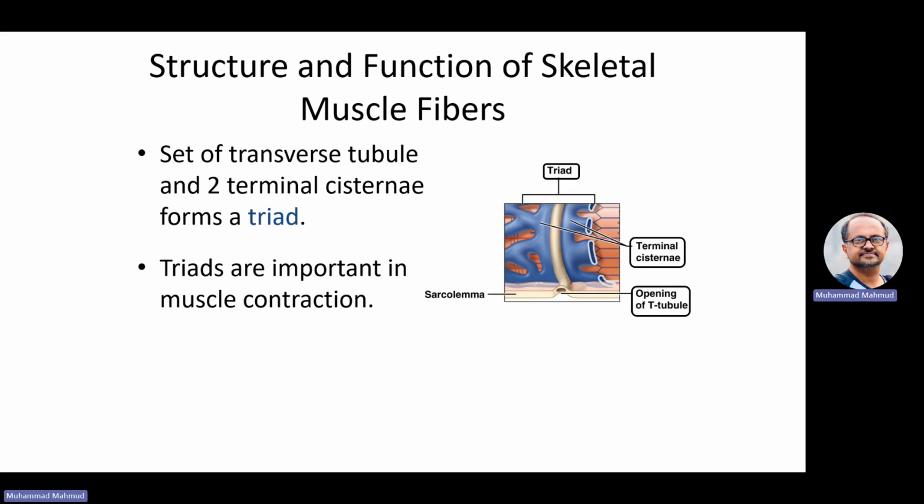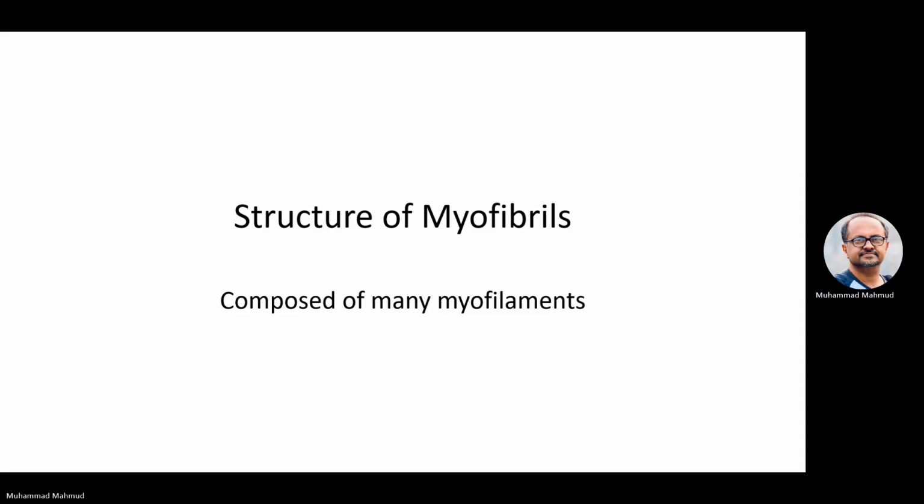The set of transverse tubules and two terminal cisternae. The triad is important for muscle contraction because when we discuss how those impulses are generated and move through the muscle, that is where the triad will be discussed.